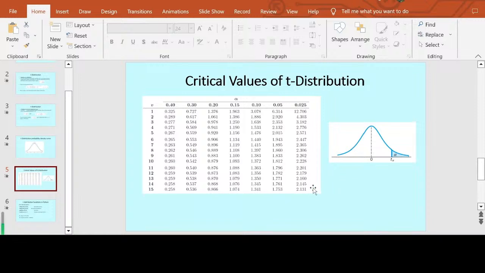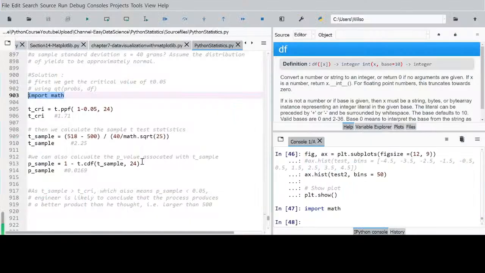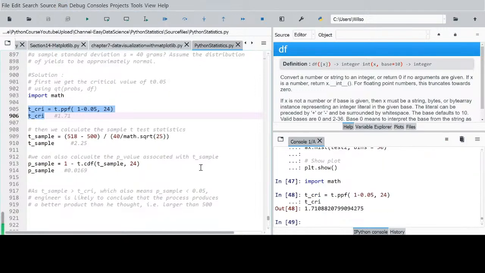Because the ppf is calculated with the cumulative probability up to the t alpha. So this is the white area. The white area under the curve is 1 minus alpha, right? So we use t.ppf of 1 minus 0.05, then use 24 degrees of freedom because there are 25 observations in the sample. So it is about 1.71 for this t value, for the critical value in this curve, right?